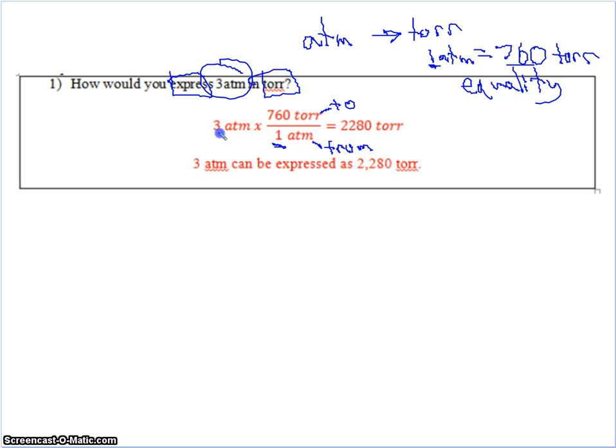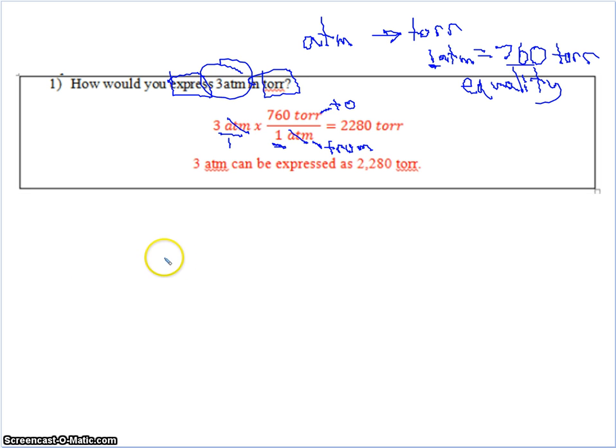atm's on top and bottom. This is the same thing as over 1, so we can cancel out the atm. We're left with torr. They multiply it, and they get their answer. And they write it in a sentence to make it sound sexy. 3 atm can be expressed as 2,280 torr. So there you go. There's a one-step conversion.